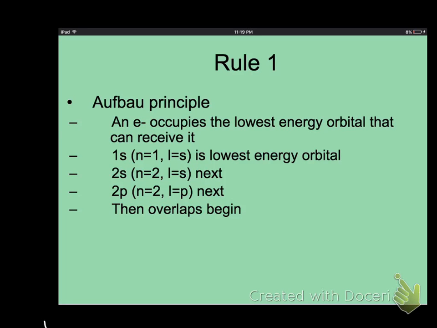The first rule for electron configuration is called the Aufbau principle, and it just says that any electron will occupy the lowest energy orbital that's available to receive it. 1s, the s orbital on the first main energy level, is the lowest energy orbital that exists. 2s comes next in terms of energy, and then 2p. Then things start to get weird. So let's look at this conceptually first.